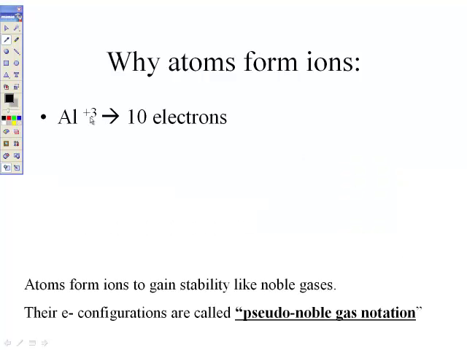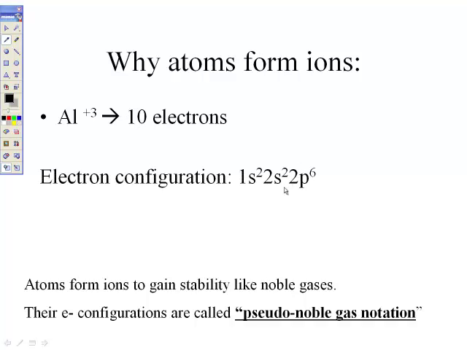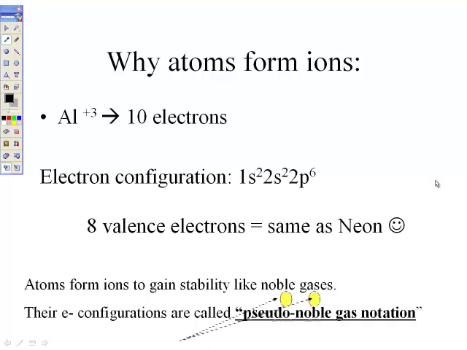If it loses 3, it has 10 electrons, giving it a +3 charge. It also gives it an electron configuration of 1s2, 2s2, 2p6. Now, aluminum has 8 valence electrons, right there, and 8 valence electrons makes it the same as neon. It has 10 electrons total. 2 plus 2 is 4, plus 6 is 10.